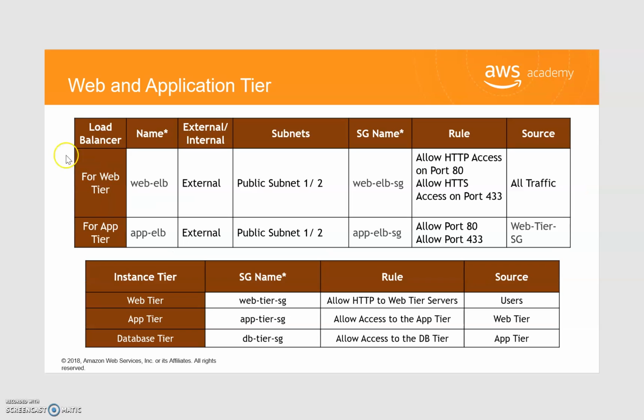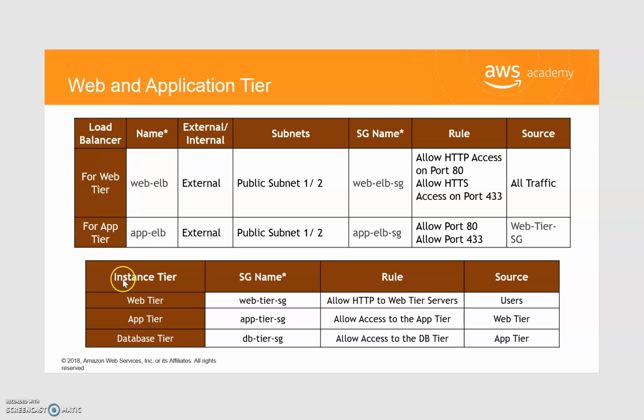And we have load balancers. So we have a load balancer. It's used to balance the load. So we have the names, the external subnets, the security group name, and then the rules, and then the source. So like a load balancer, it's used to balance load, so one server does not have too much load. So one area does not have too much load.